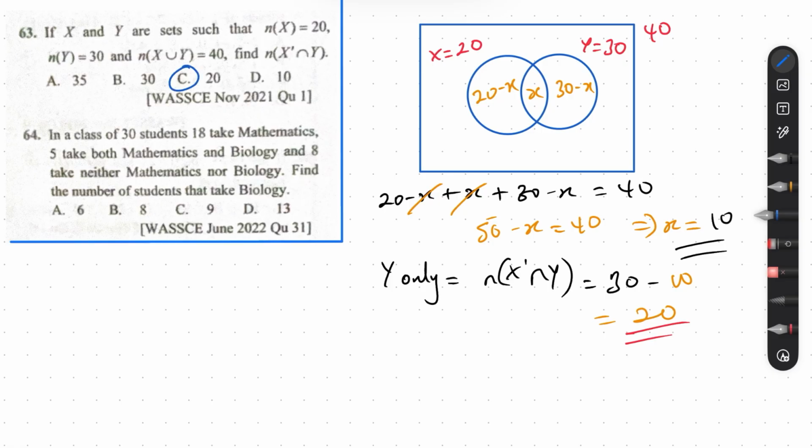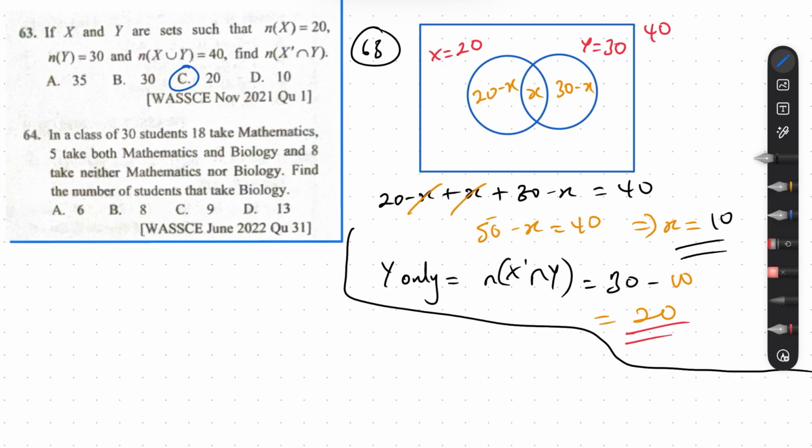Okay, cool. Now let's draw a separation line. This is question 63. Now let's do question 64. Question 64 says, in a class of 30 students, 18 take mathematics, 5 take both mathematics and biology, and 8 take neither mathematics nor biology. Find the number of students.